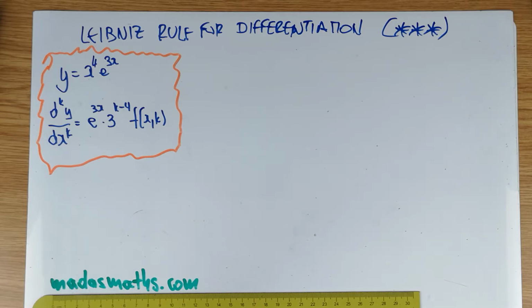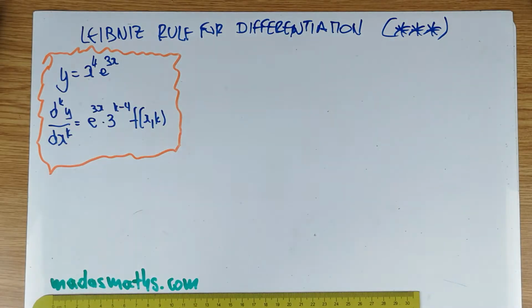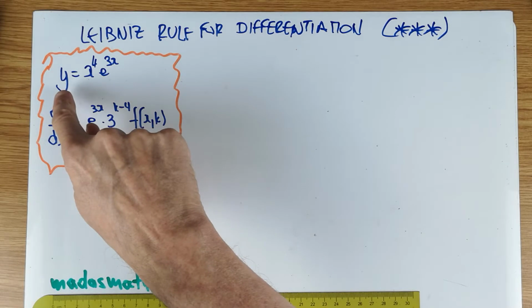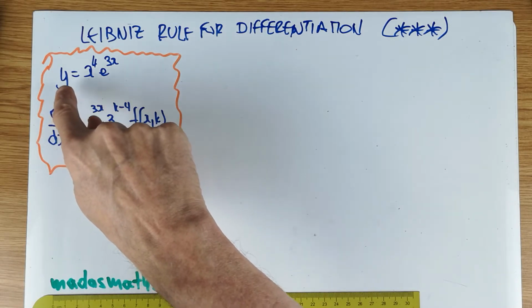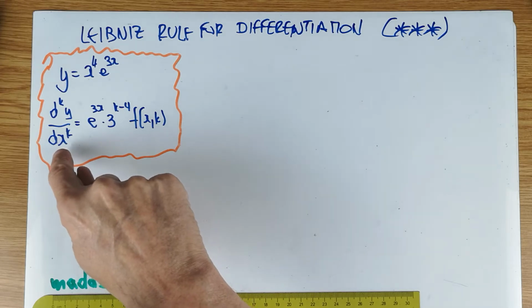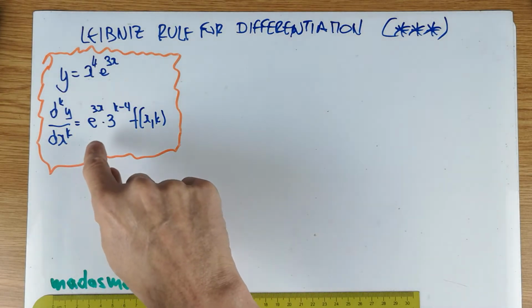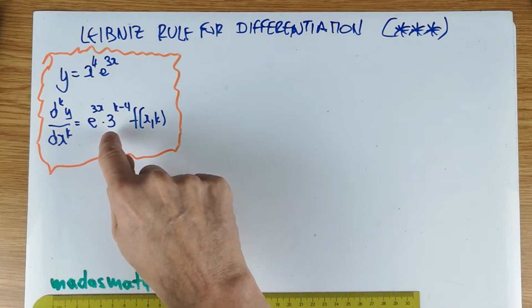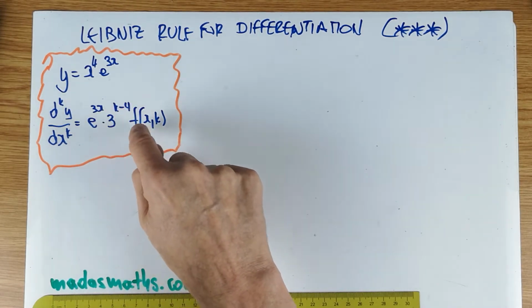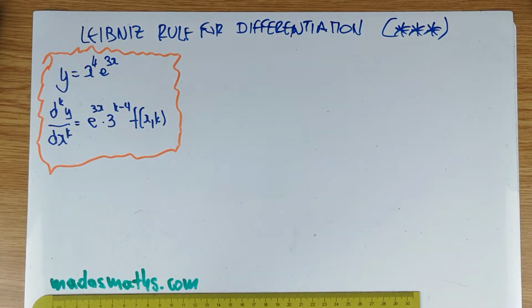Okay. What does the question say? This question I'm going to put in one of my papers very soon. I wrote it only yesterday. If y is x to the 4 e to the 3x, show that the kth derivative of this function, if I differentiate k times, is e to the 3x times 3 to the k minus 4 times some function f of x and k to be found.